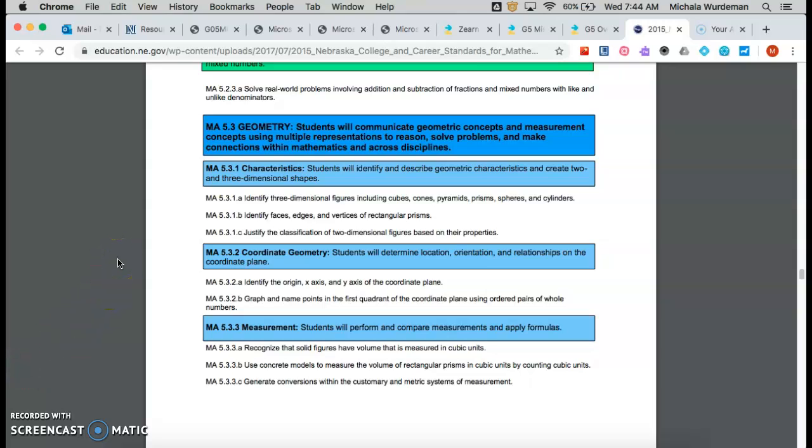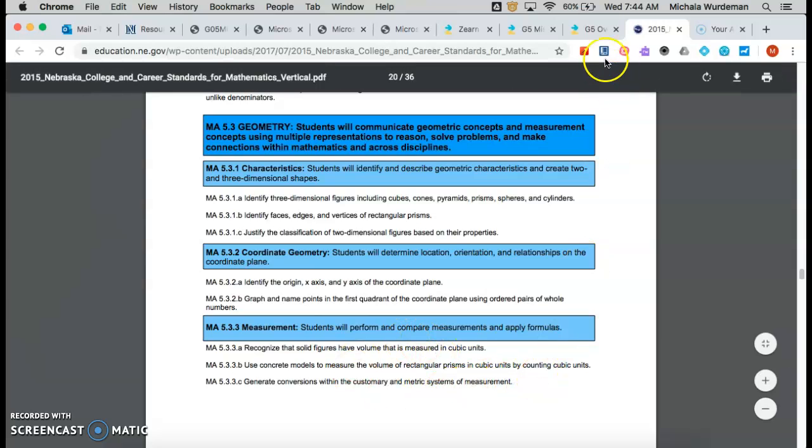For my resource walkthrough, I'm going to be focusing on the geometry section for 5th grade. Students will communicate geometric concepts and measurement concepts using multiple representations to reason, solve problems, and make connections within mathematics and across disciplines. I'm focusing on the measurement section with compare measurements and apply formulas, and mostly we're focusing on A and B here with volume and being able to measure it and count cubic units.